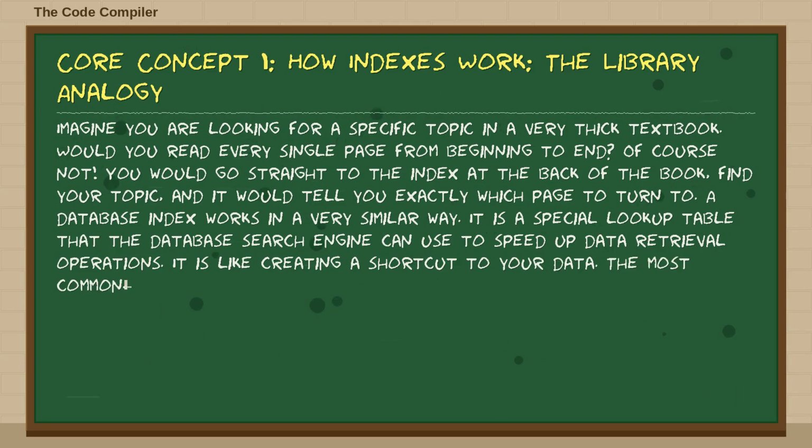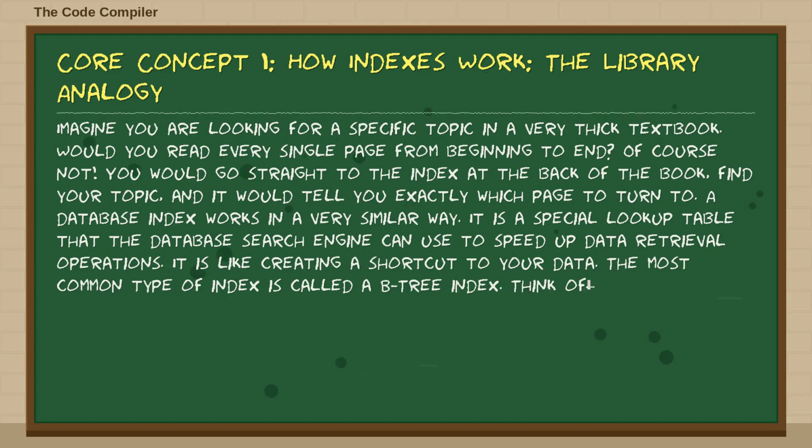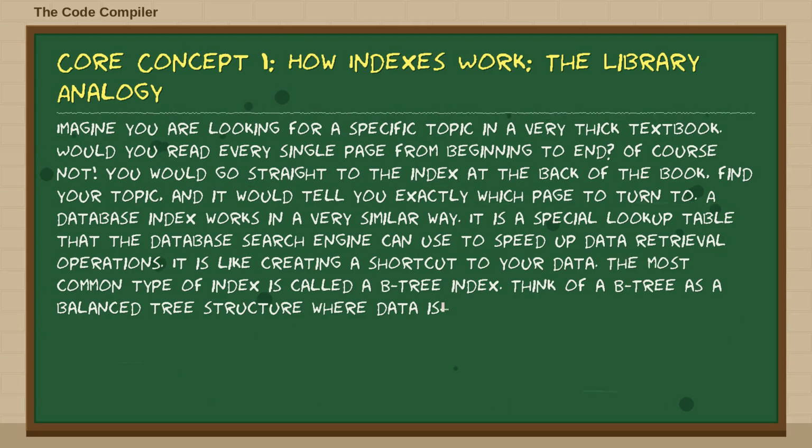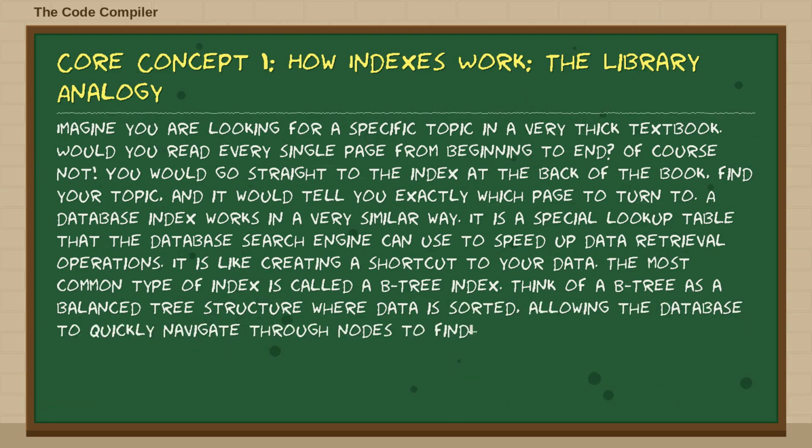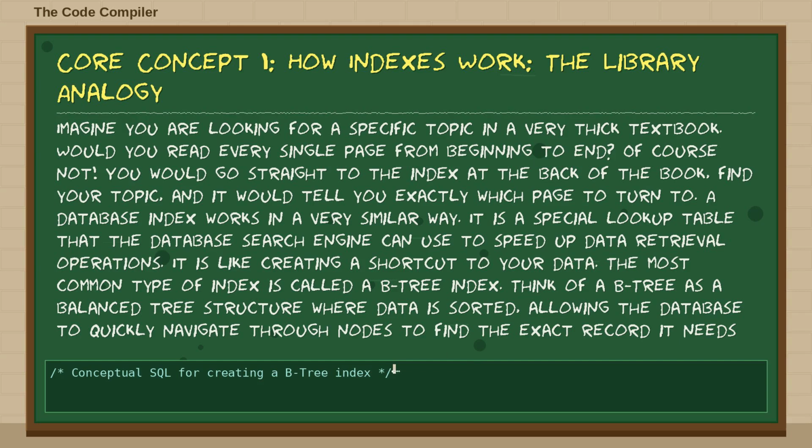The most common type of index is called a B-tree index. Think of a B-tree as a balanced tree structure where data is sorted, allowing the database to quickly navigate through nodes to find the exact record it needs without scanning the entire table. This significantly reduces the input-output operations required, making your queries much faster.